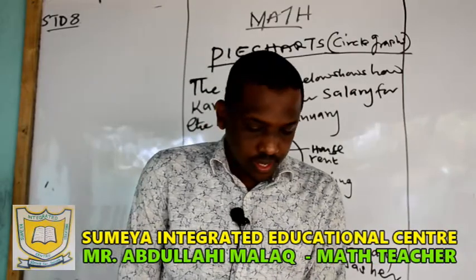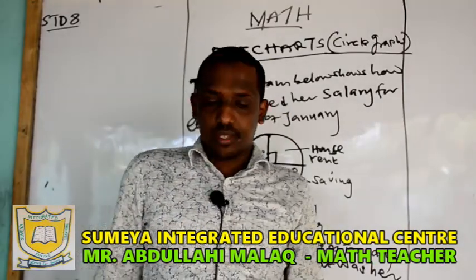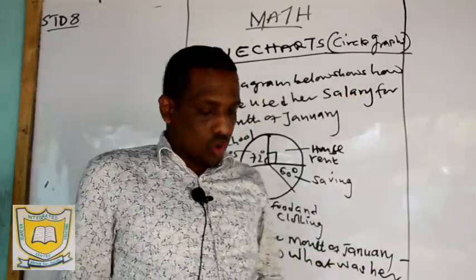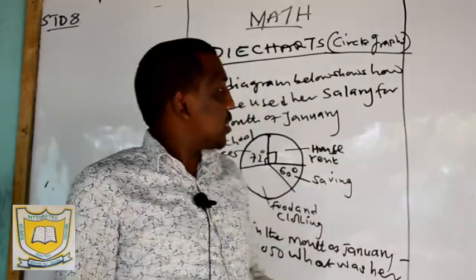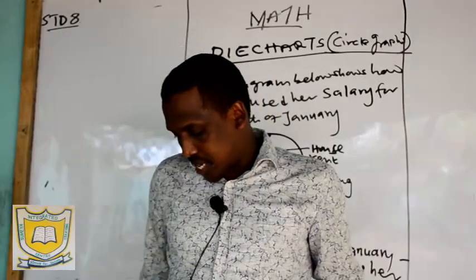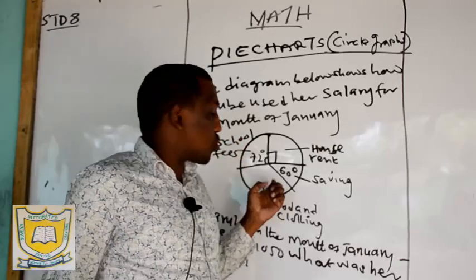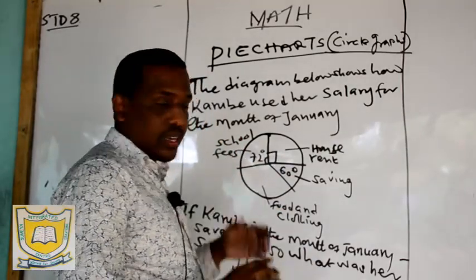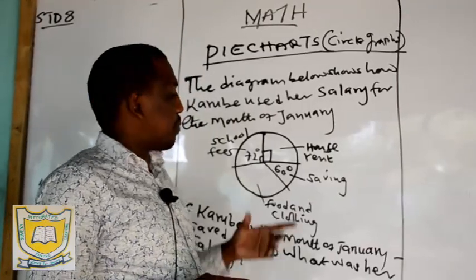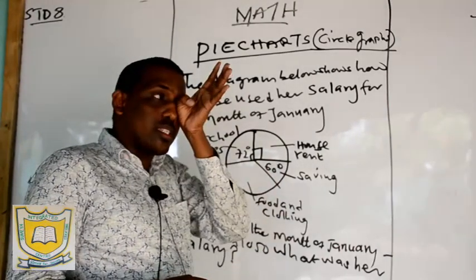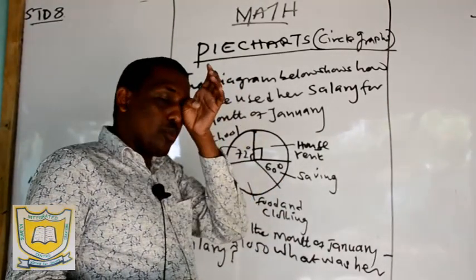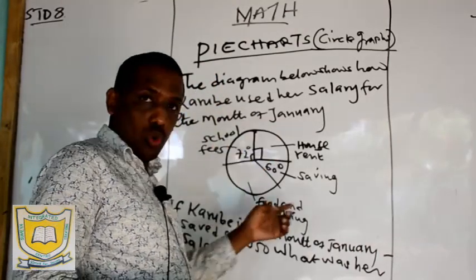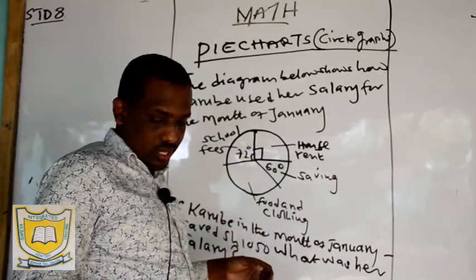Today we are starting what is called pie chart. It's also called circle graphs. So remember, this figure is called a pie chart, and it always has 360 degrees. That one you should know. A pie chart has 360 degrees when you add all the portions here, because it's a circle.